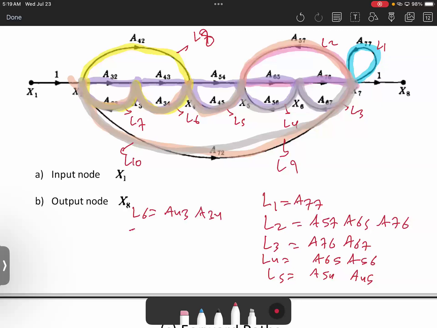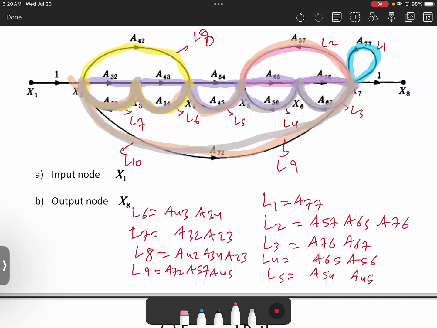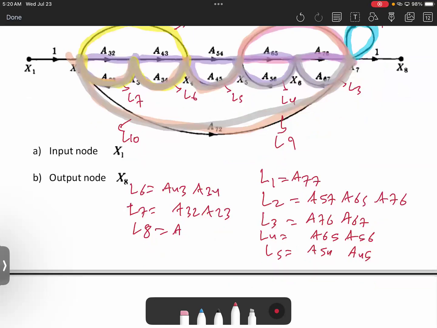Loop number 7, A32, A23. Loop number 8, A42, fix it. A42, A34, A23. Let me see. Yeah, 23. That's good. How about number 9? A72, A57, A45, A34, A23. That's great.